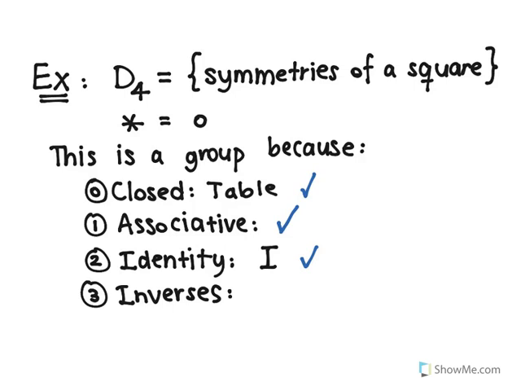Last but not least is inverses. I should make sure that if I start from any symmetry, that I can find something to compose it with that'll give me back the identity. That's maybe not immediately obvious, but it's something that also follows from our table.